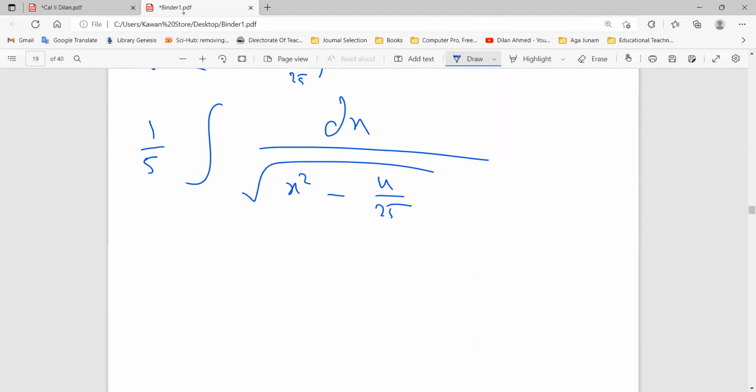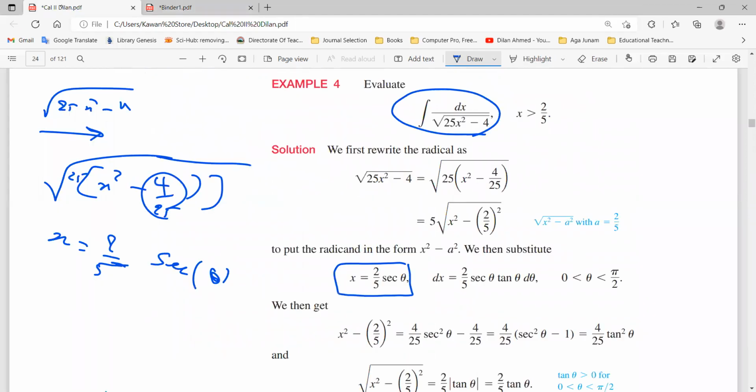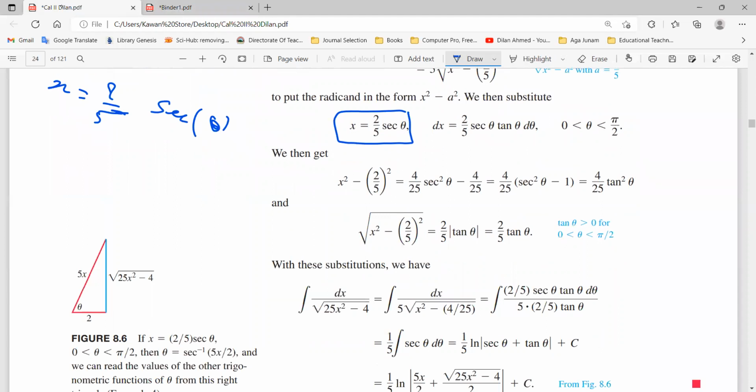So I say x is equal to what? I say a secant of theta. Where a squared is equal to 4 over 25, so a will be 2 over 5. That's why we say x equals 2 over 5 secant of theta, and then dx. That's all the idea that I said. We have an extra note, so kindly do not forget. Look, here's another idea, so be careful. Read it at home and you'll get the result.